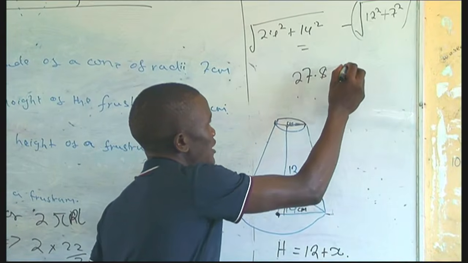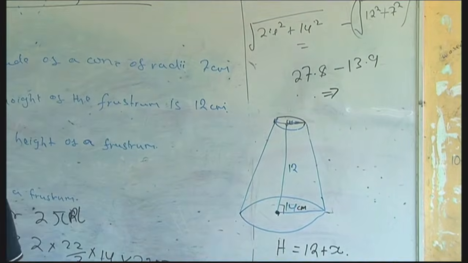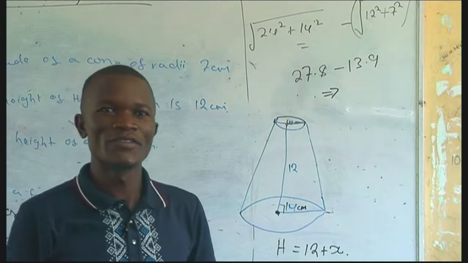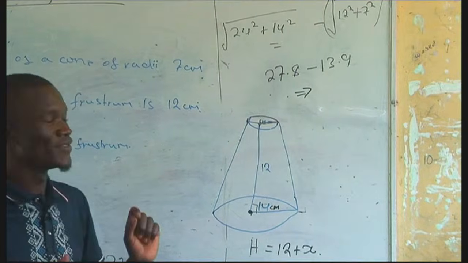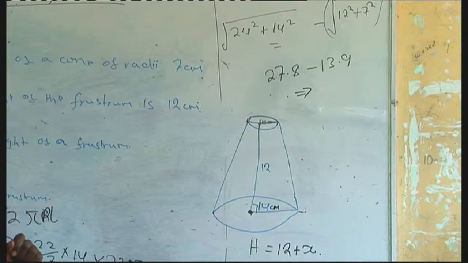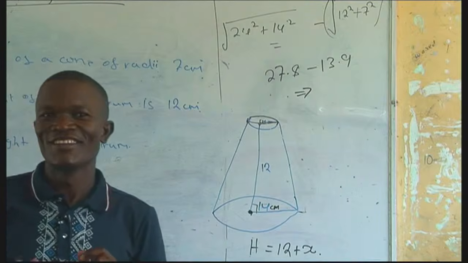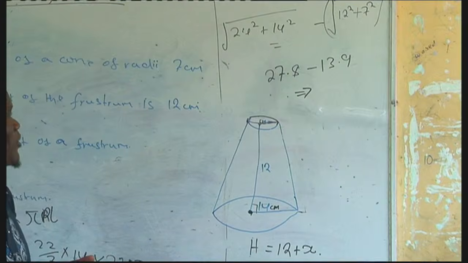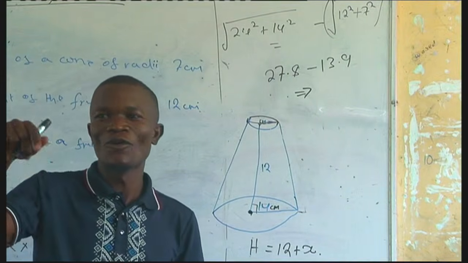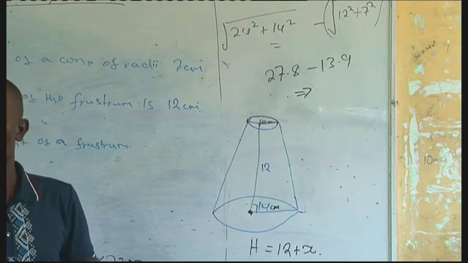27.8 minus 13.9. Learners, what is the answer? How many people are getting 8.9? In a comment, 8.9?